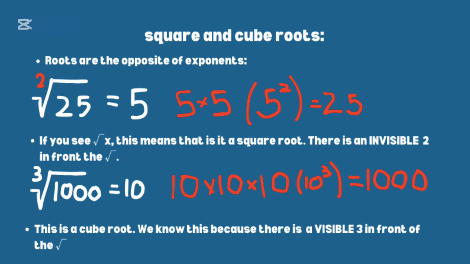Okay, onto cube roots. Same thing, except now the question is what number is multiplied by itself 3 times to get the number under the cube root. Our example is the cube root of 1,000. So 10 times 10 times 10, or 10 cubed, 10 to the power of 3.